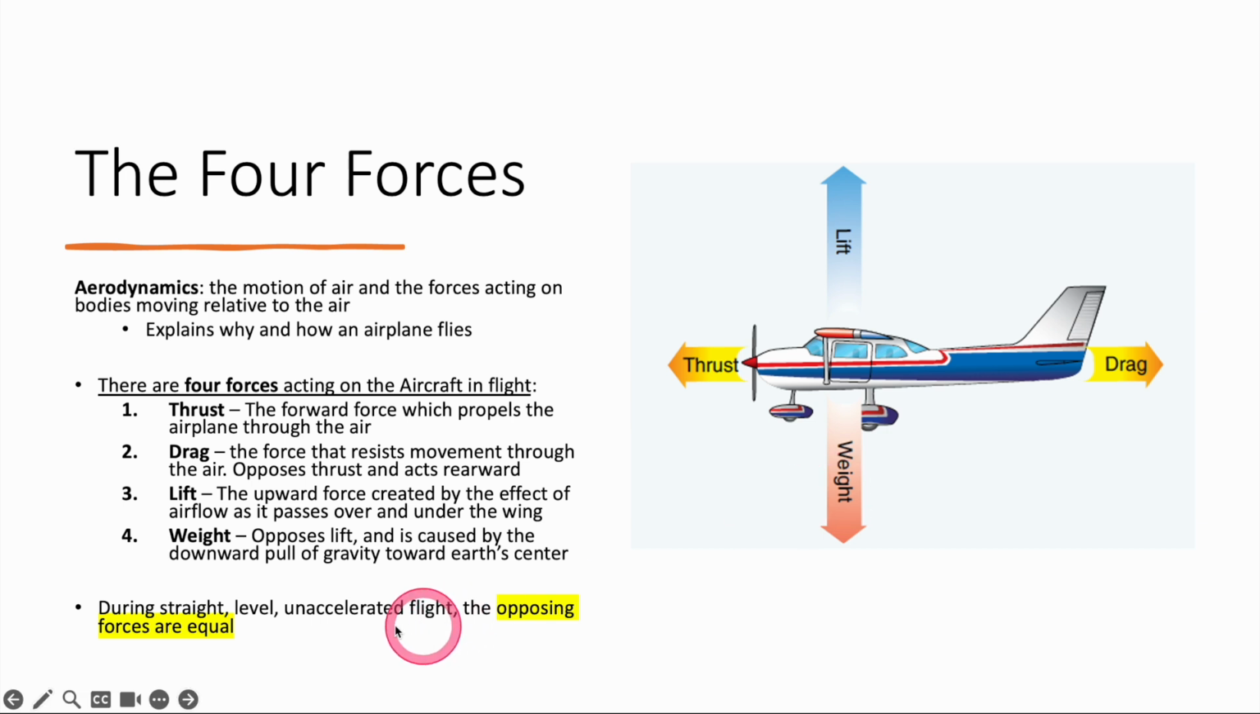So an important takeaway is here at the bottom. So during straight, level, unaccelerated flight, opposing forces are equal or balanced. So if I'm flying level at 3,000 feet, I'm not climbing, descending, I'm just holding that same altitude, lift and weight are going to be equal, they're balanced. So if my plane weighs 2,500 pounds, that means I'm producing 2,500 pounds of lift in order to keep it suspended.